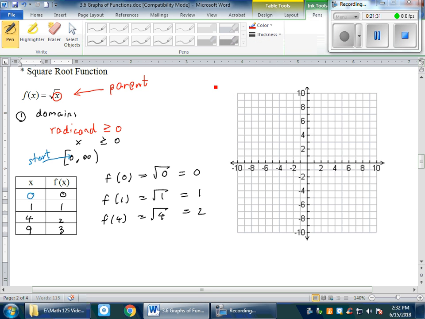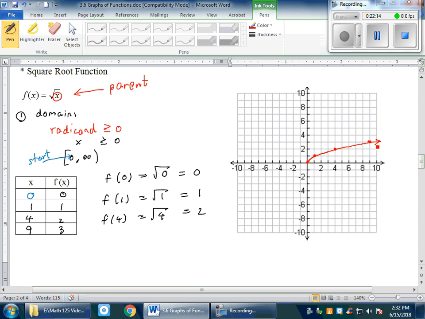So what we can do is use these points to get the shape of the parent graph of this square root function. At 0 it will be 0, at 1 it will be 1, at 4 it will be 2, and then at 9 it will be 3. You can see that the graph is going in this direction. It's like a parabola sideways, but only half of it. We will talk about the relation between square root and square, and cube root and cube, more later on after we talk about the inverse function.